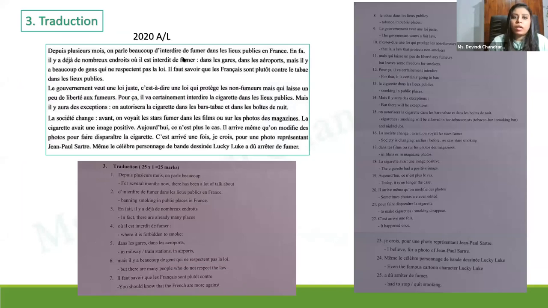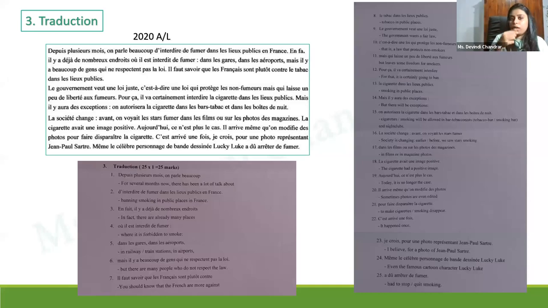Then I'm moving on to the translation. Again, I have chosen the 2020 A-level translation. Here you can see that from 1 to 25, there are 25 sentences within this translation passage. So within the passage, you have 25 marks, and you will be given 25 marks for the translation question. Now you can imagine that each sentence is given 1 mark, and if you don't provide the correct or the most appropriate translation for each sentence, you won't get that 1 mark.